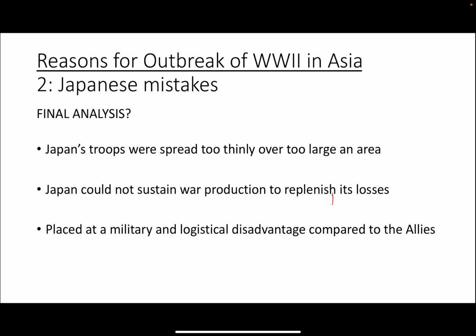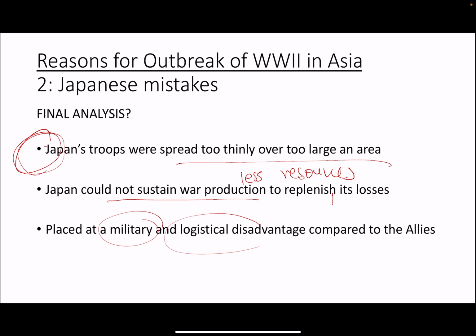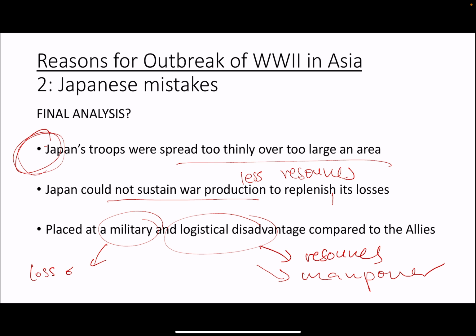Okay. So this is the final analysis. There are two main points that we want to talk about. One, they are spread out too thinly. Okay. So this is the porous defensive perimeter. Secondly, they cannot sustain war production. Why? Because they have less resources. Okay, they have a logistical disadvantage. So the final point we see military and logistical disadvantage. Logistical, you can talk about resources. You also can talk about manpower. Okay, here military disadvantage, we want to talk about loss of key battles.